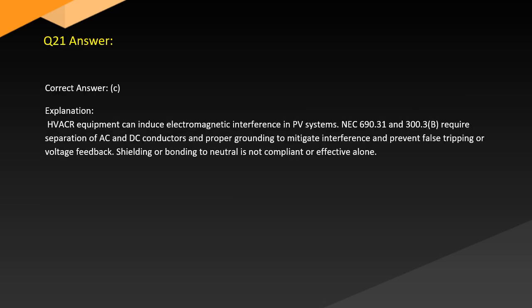Answer. Correct answer: C. Explanation. HVACR equipment can induce electromagnetic interference in PV systems. NEC 690.31 and 300.3(B) require separation of AC and DC conductors and proper grounding to mitigate interference and prevent false tripping or voltage feedback. Shielding or bonding to neutral is not compliant or effective alone.